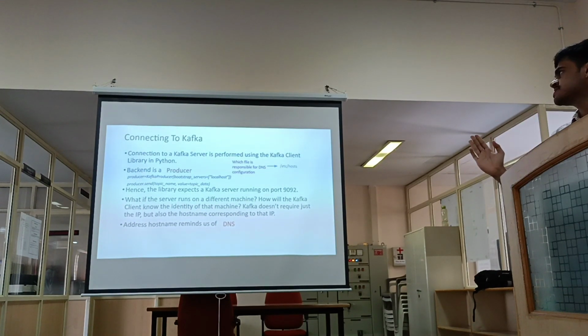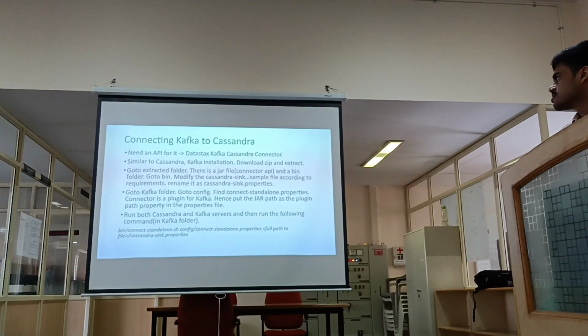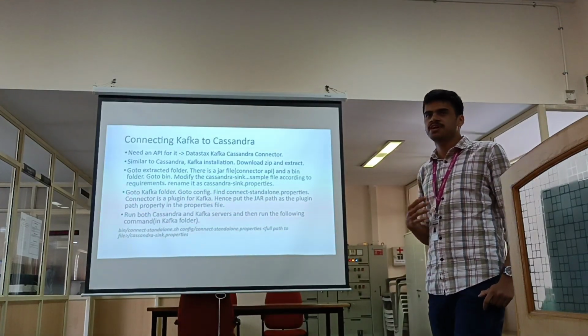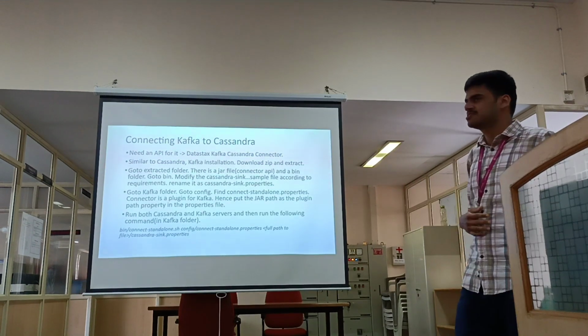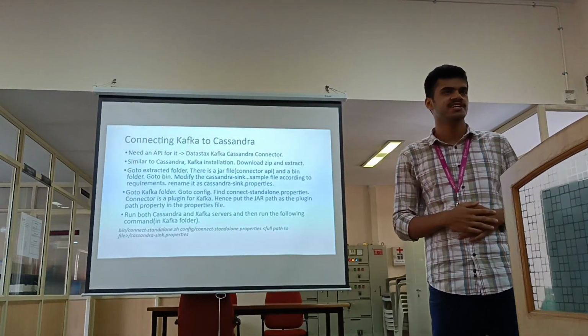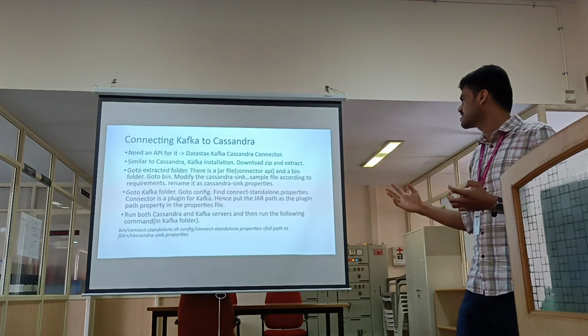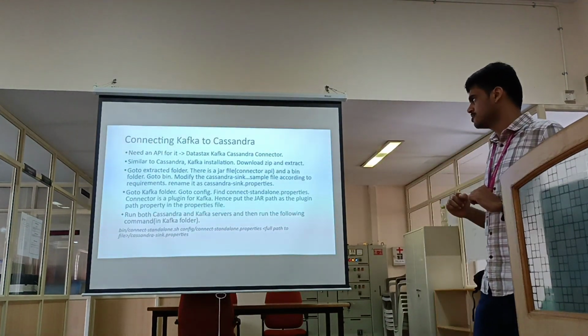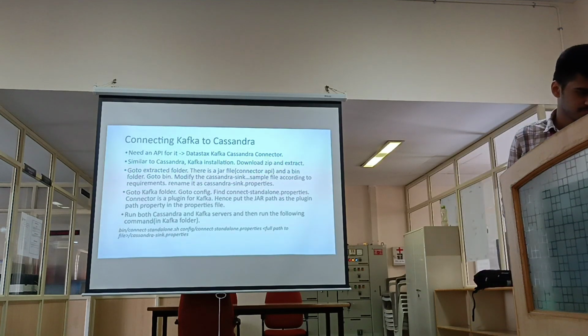So it is /etc/hosts. The Kafka to Cassandra connection is the next part. We will be using an API called the Kafka Cassandra connector. The installation procedure is the same: we will download the zip and extract it. However, the configuration procedure for it is very lengthy, so I'll be going to the next part.